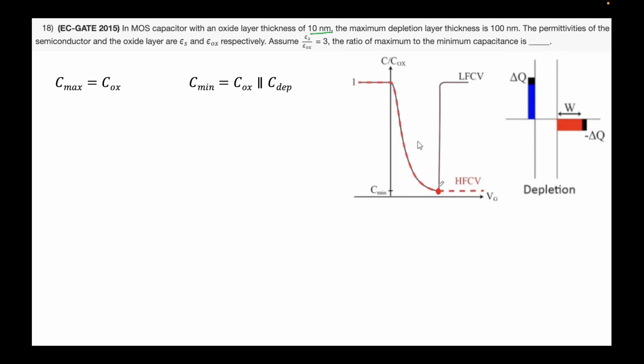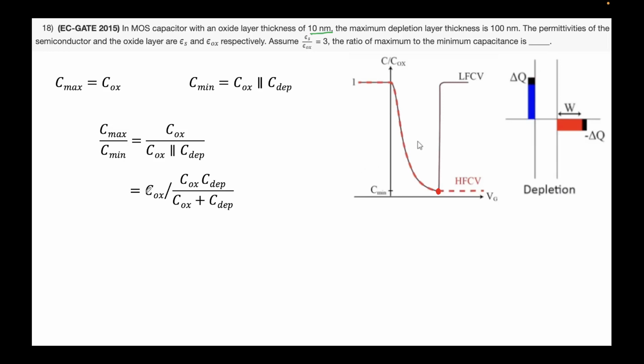What we are required to find is the ratio of maximum to minimum capacitance. So let's do that. C max over C min: C max, the value is Cox. The value of C min is Cox parallel C dep, where C dep is your depletion capacitance. So I just opened the expression for the denominator, that is Cox C dep divided by Cox plus C dep.